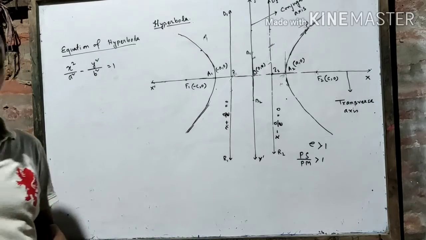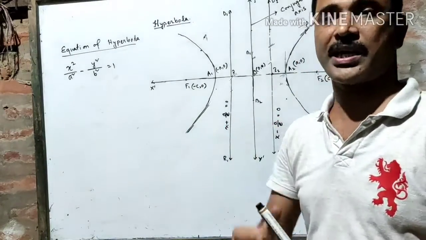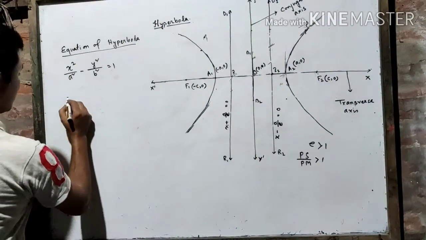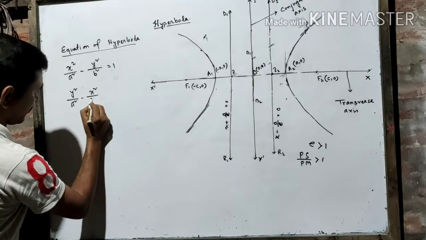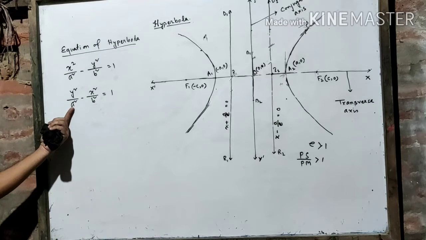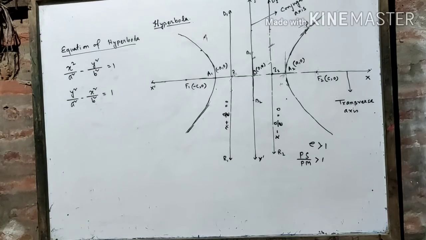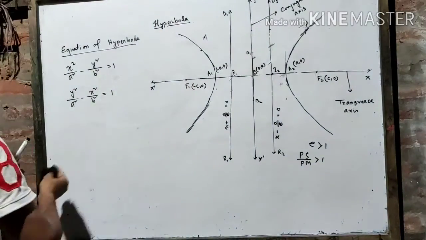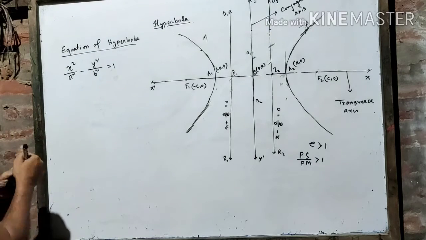Okay. If x square has positive coefficient, then x-axis is the transverse axis. If y square has positive coefficient, another equation may be like this, y square by a square minus x square by b square is equal to 1. For this hyperbola, y-axis is the transverse axis. For the previous hyperbola, x-axis is the transverse axis. Okay. So we will first discuss this hyperbola. So write down the information about this hyperbola.